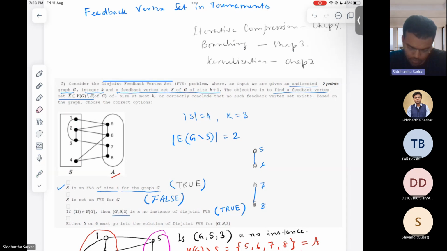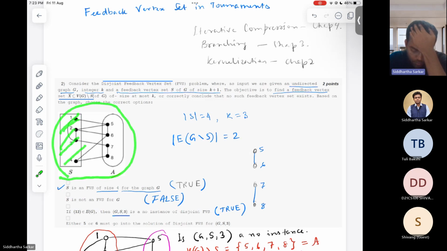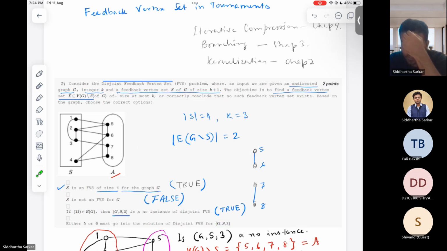So we are looking at this original graph. They are saying that you have S. You want to compute a feedback vertex set for this graph, which is disjoint from S. You cannot take anything from S. And you want to compute a feedback vertex set of size at most 3.